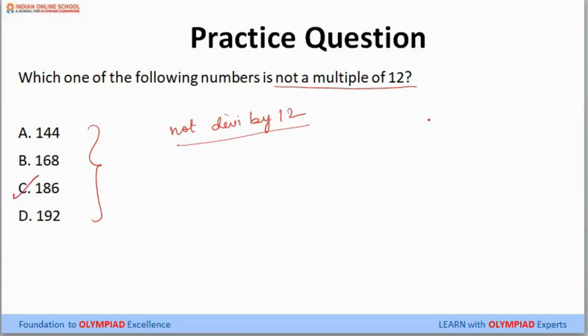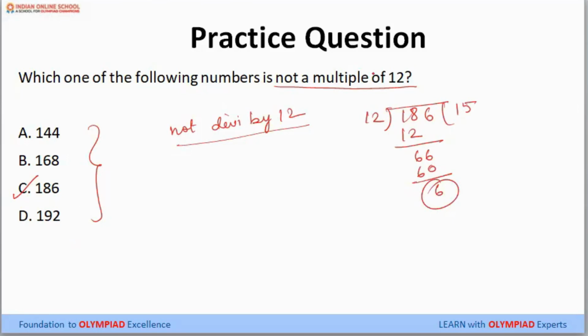Yes. Correct. 186 is not divisible by 12. Because when we divide 186 by 12, we can divide it one time and get 66. We can divide it 5 times, that is 60, and 6 will be remaining. So 186 is not divisible by 12.